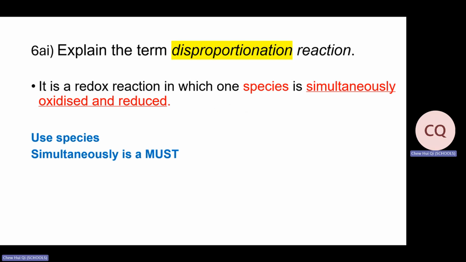Okay, 6A part 1. I'm surprised that a lot of you did not get this correct. 1 mark, definition question. So the correct word to use should be species. A lot of you write substance, element. I just cancel it for you and write the word species because it should be a generic sounding term.